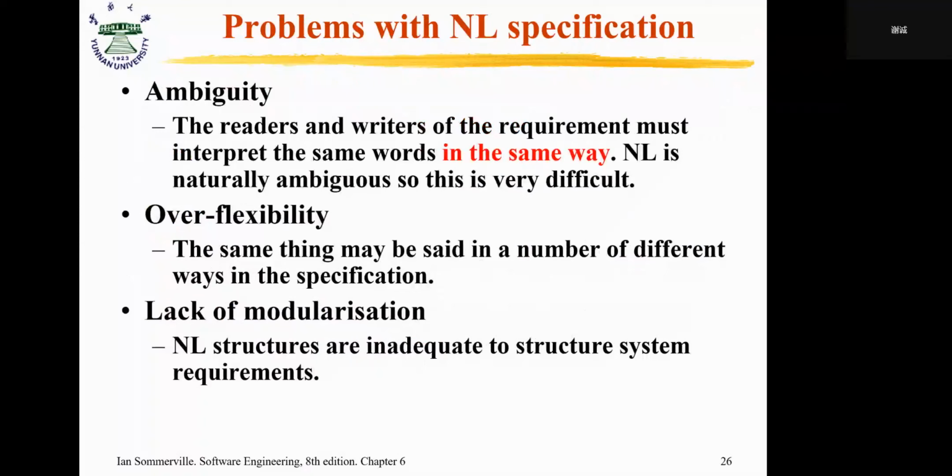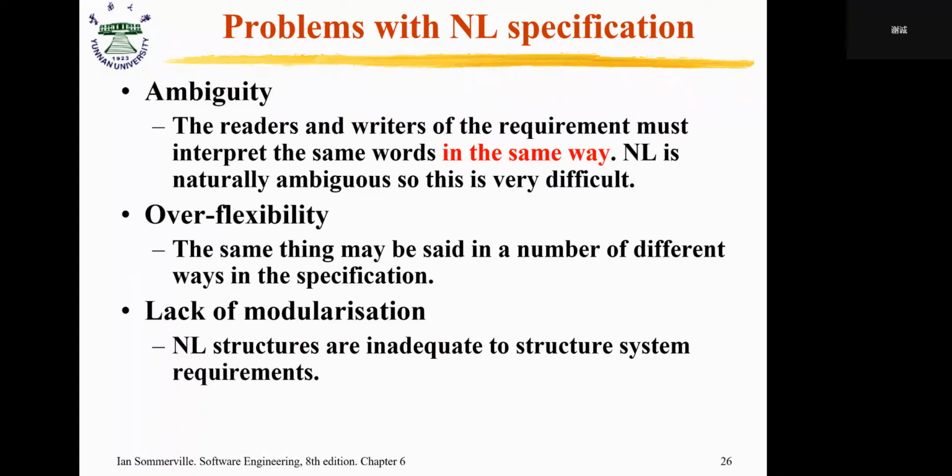If you only use natural language to describe the system requirement, you will face many problems. However, when you write the user requirement, you can use natural language, no problem. But when you write the system requirement, if you still only use natural language, you will get some problems. Here, ambiguity. What does this mean?